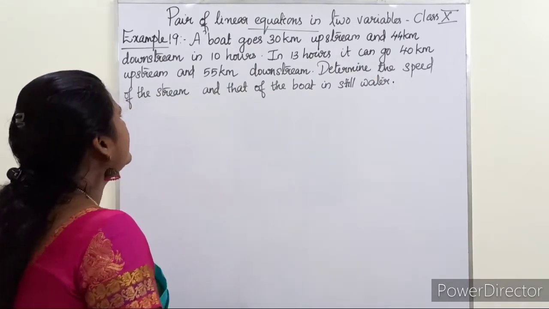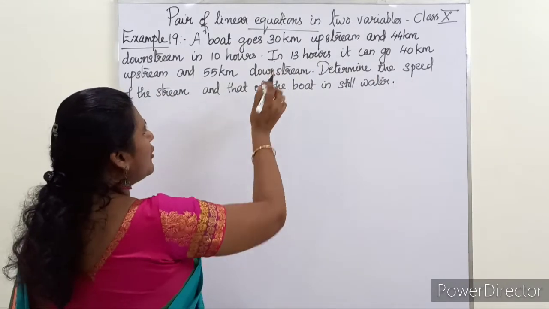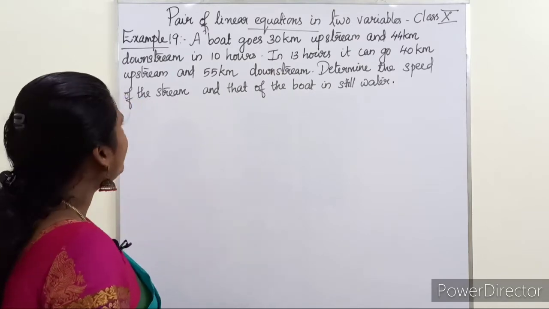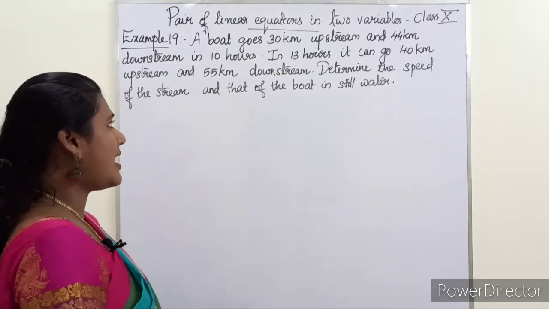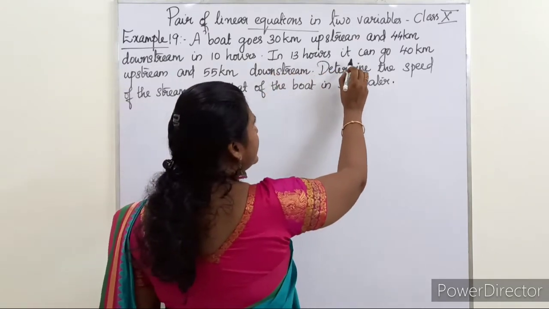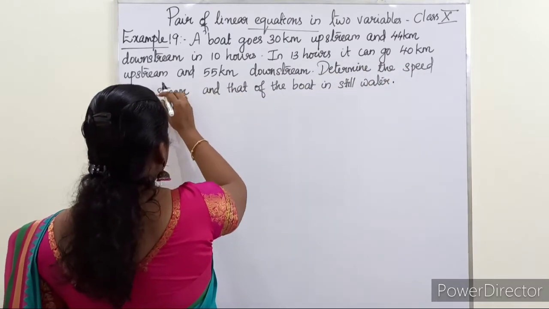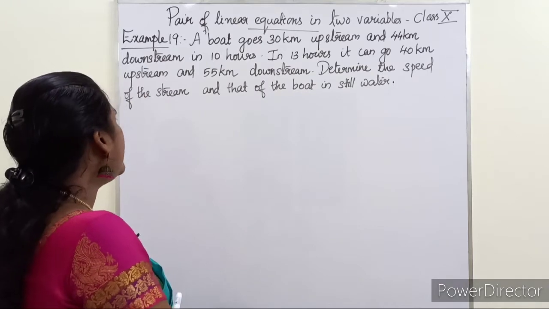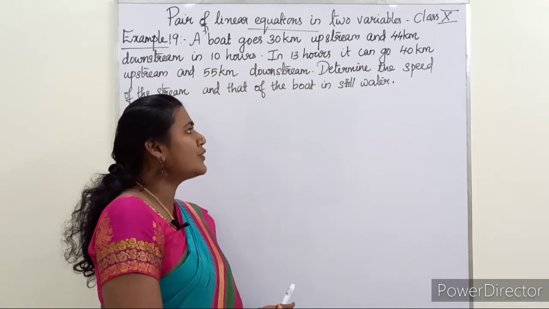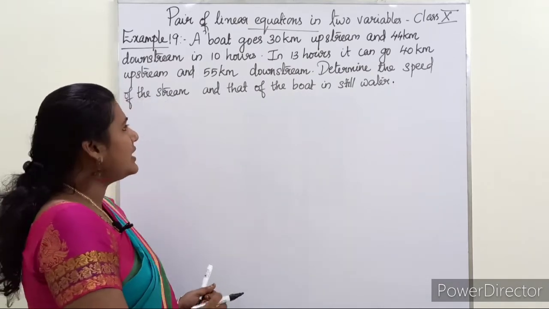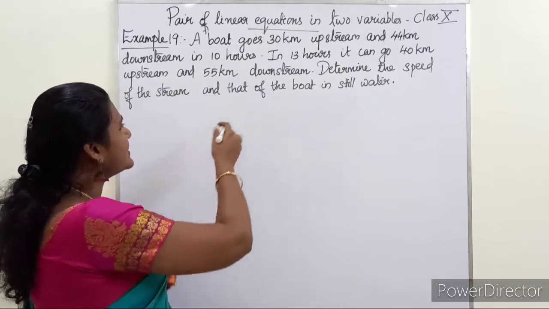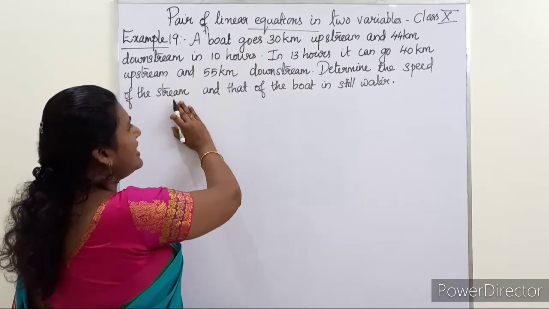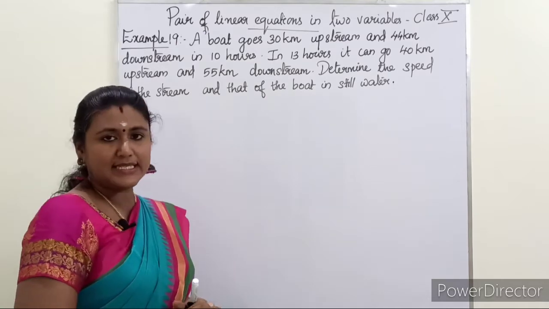Example 19. A boat goes 30 km upstream and 44 km downstream in 10 hours. In 13 hours, it can go 40 km upstream and 55 km downstream. Determine the speed of the stream and that of the boat in still water. So here we have to find the speed of the stream and that of the boat in still water.